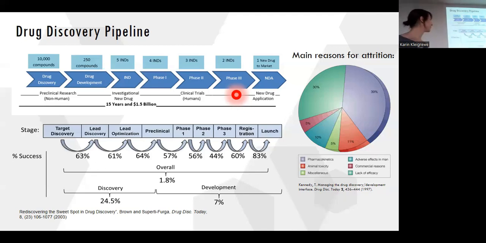So all that money is spent without getting anything for it in the end, because you don't have a product. And the overall success rate in the industry is something like 1.8% of the drug candidates that make it to the market. Most of the reasons why drugs fail are shown here in this bar chart on the right. The main reason is pharmacokinetics not being right, then animal toxicity. If something's toxic in the animal, it doesn't even make it to the human.